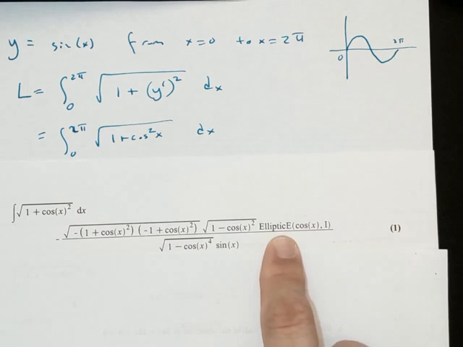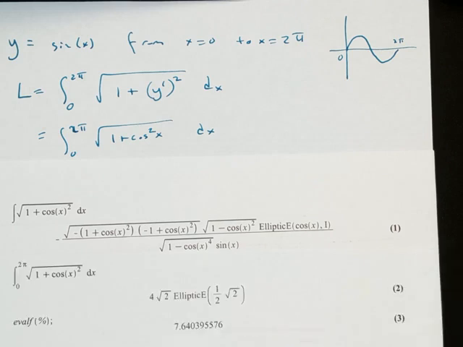This is an elliptic integral of the first type. There is no known antiderivative that we can write in terms of functions you already know. This is royally and thoroughly impossible for me to do. So what do? Oh, I can do it numerically. The answer is 7.64.